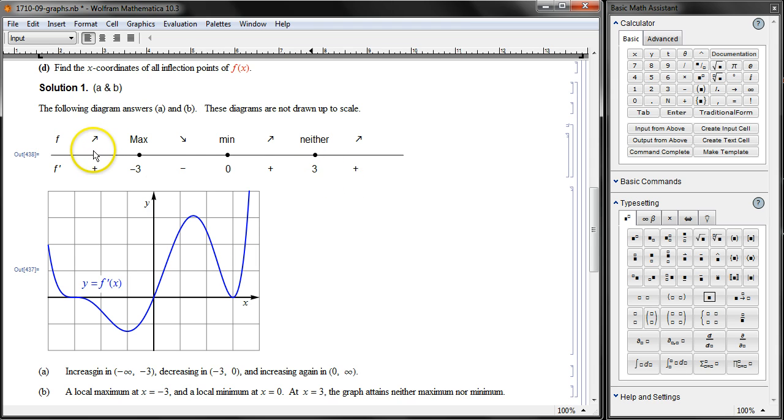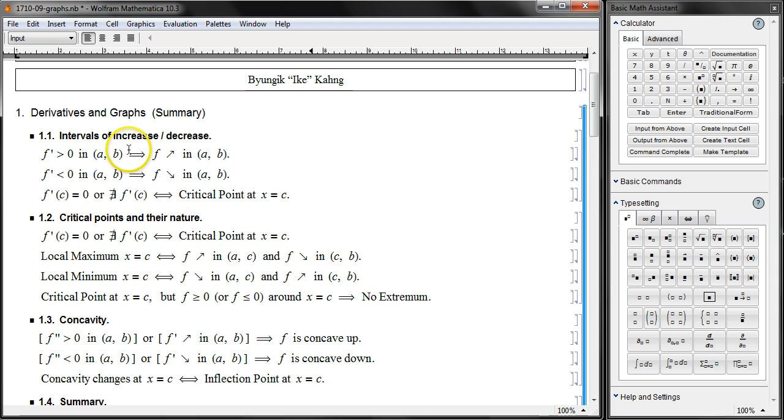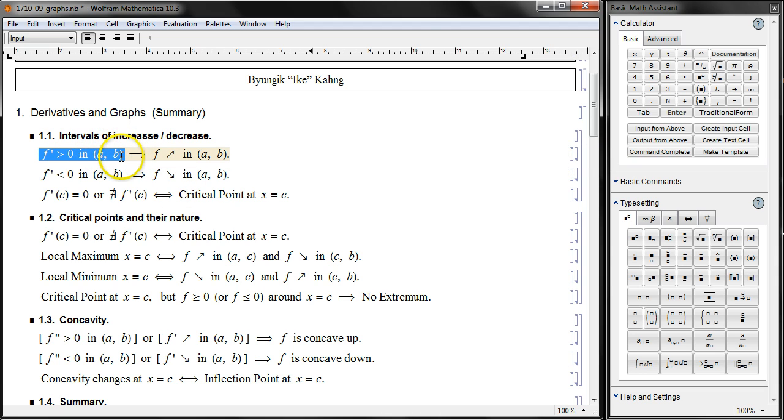Now, how about these arrows, increasing and decreasing, or positive or negative? Those refer to intervals, so they should be in between these numbers. If I see these arrows right above the numbers, that's going to be a severe deduction. Not only do you screw up the answer, but also you didn't understand the idea of increasing and decreasing. They all refer to intervals. Remember here, positive derivative in the interval, increasing in an interval.